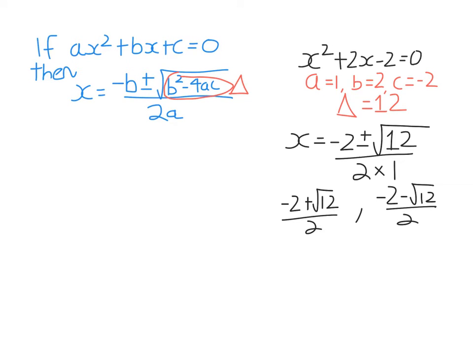So if you put these in your calculator, this one here gives you about 0.73, and this one gives you about minus 2.73.